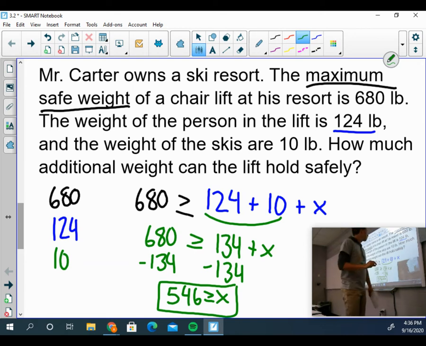Final step, interpret it in the context of the problem. What does that mean, 546 is greater than or equal to x? That means the additional weight must be less than 546 pounds to be under the safe limit for the chair. So if I'm adding another person, they and their gear need to weigh less than 546 pounds. Okay? So let us keep going.